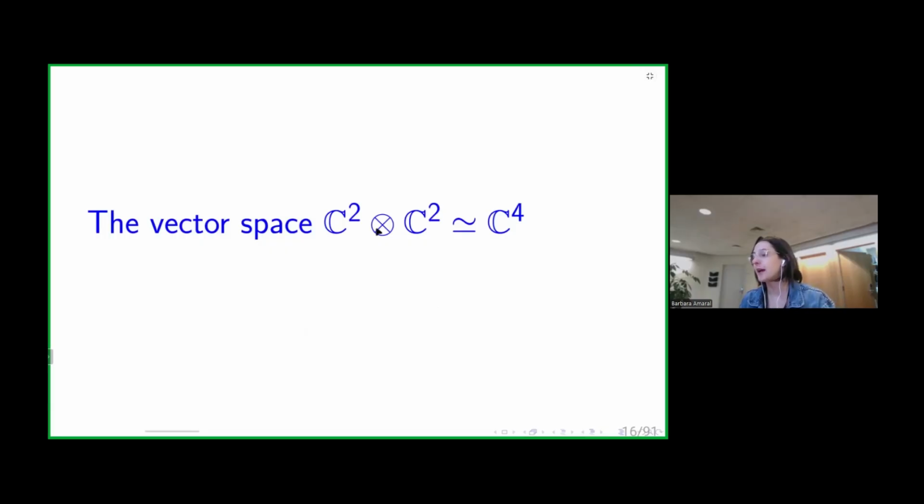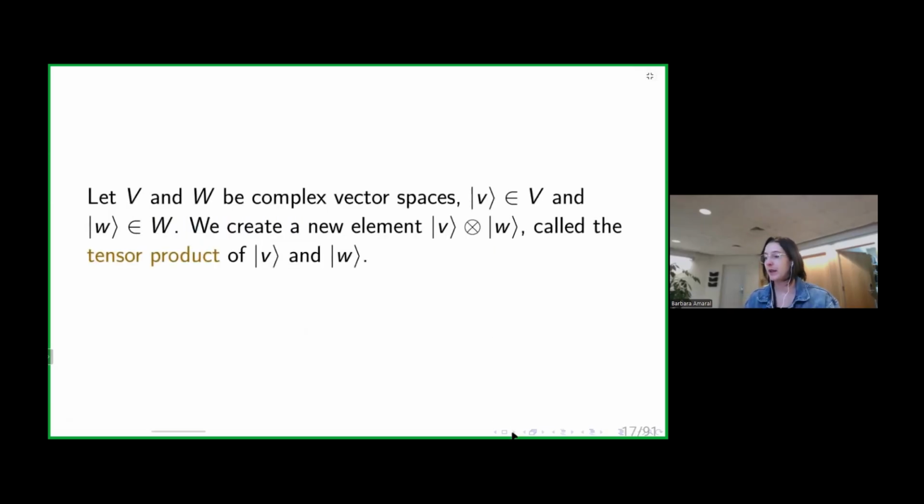Okay, so as you can imagine, we already knew that 2 qubits would be something like C4. The state space of 1 qubit, the Hilbert space of 1 qubit, is C2. So if we make the tensor product of 2 copies of C2, 2 qubits, we will have something that is isomorphic to C4. Okay, let's understand why.